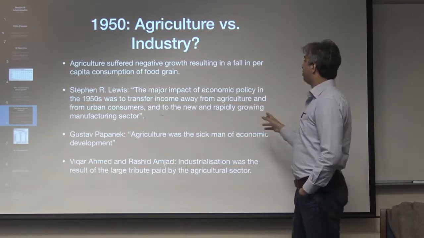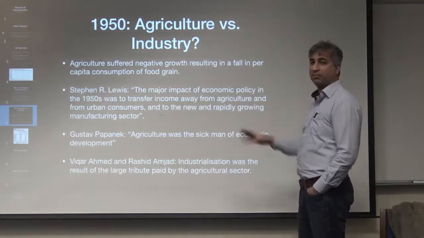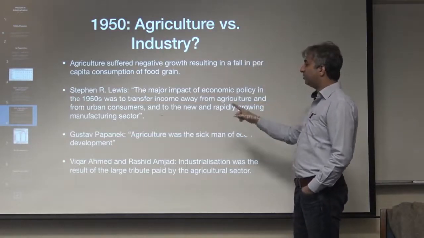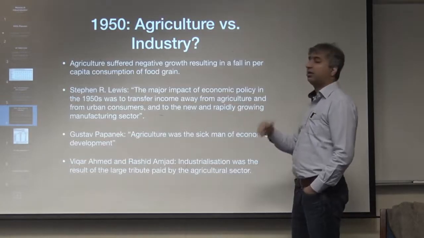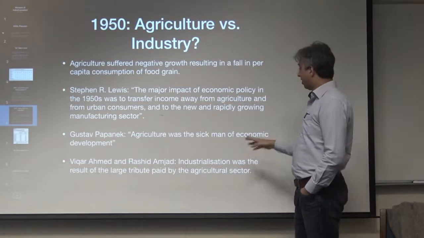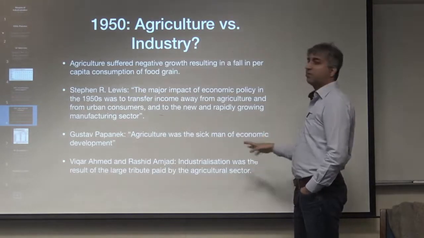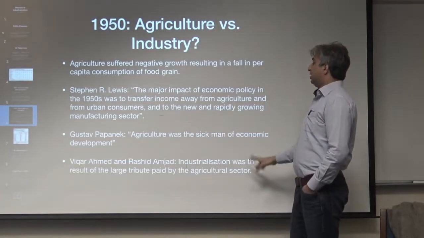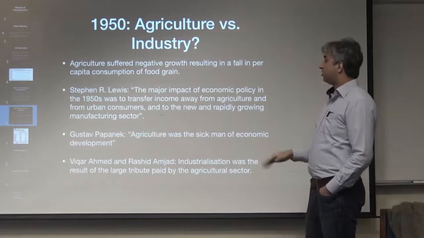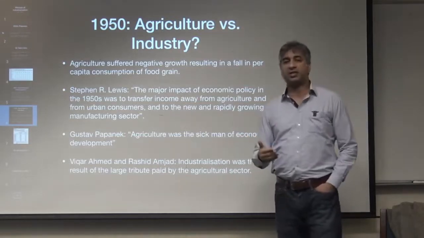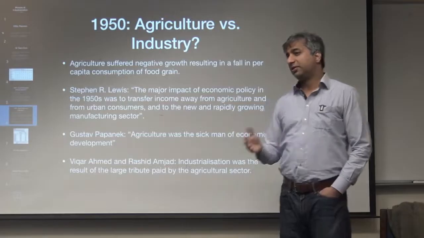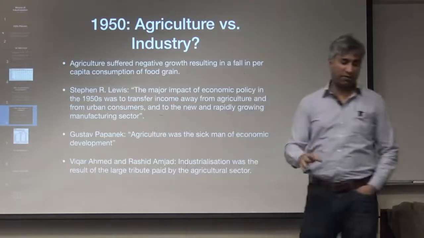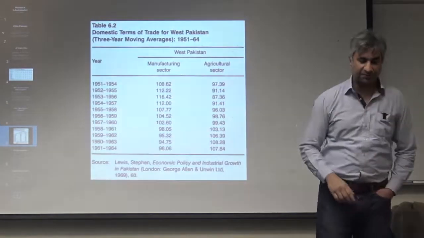So the major impact of economic policy in the 1950s was to transfer, even though agriculture is not growing, income away from agriculture and from urban consumers and to the new and rapidly growing manufacturing sector, says Lewis. Papanek says the same thing. Agriculture was a sick man of economic development. It's already sick, you're further taking resources out of it. Ahmed and Amjad say industrialization was a result of the large tribute paid by the agricultural sector to whom? To industry. This was not a very sustainable model of development, as you can see, although it's causing industry to grow quite rapidly, but this is unsustainable.